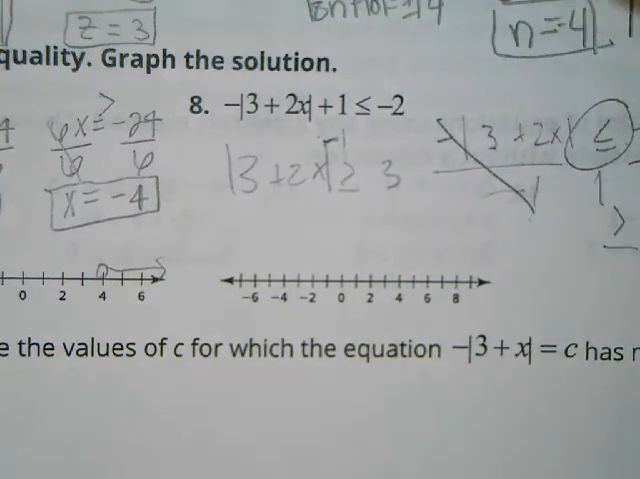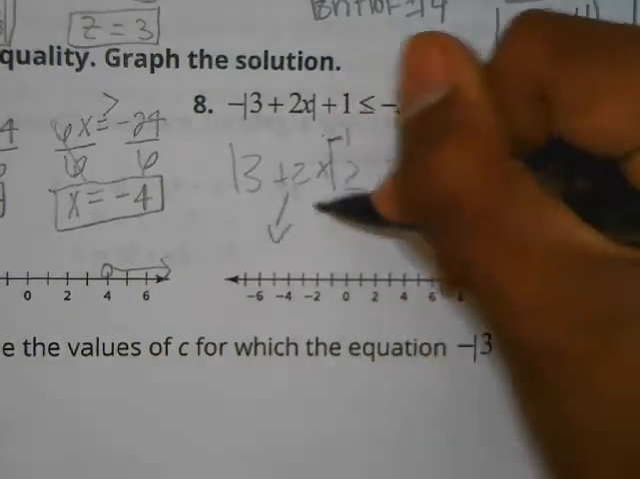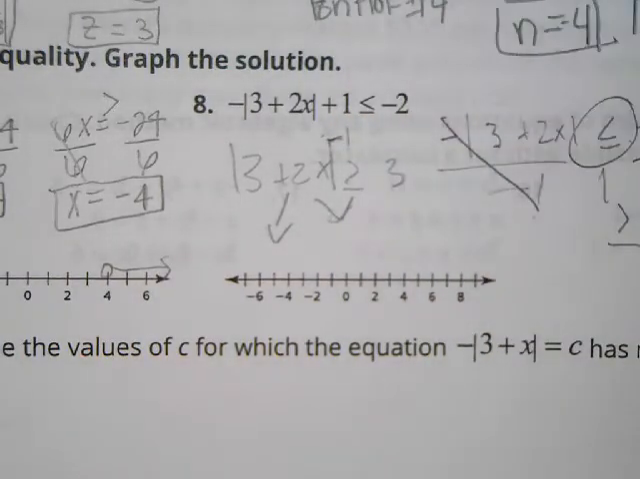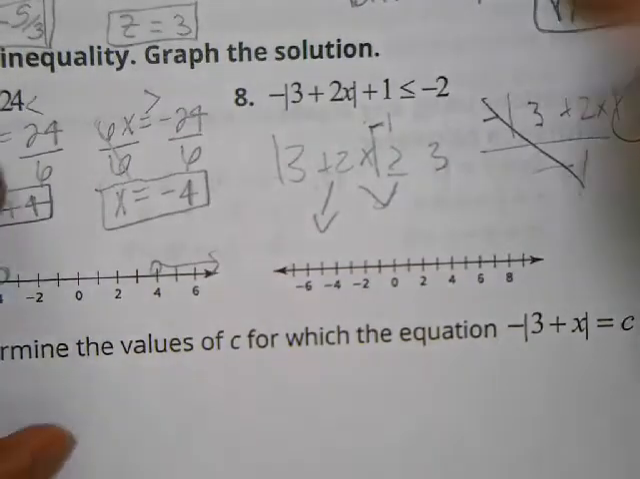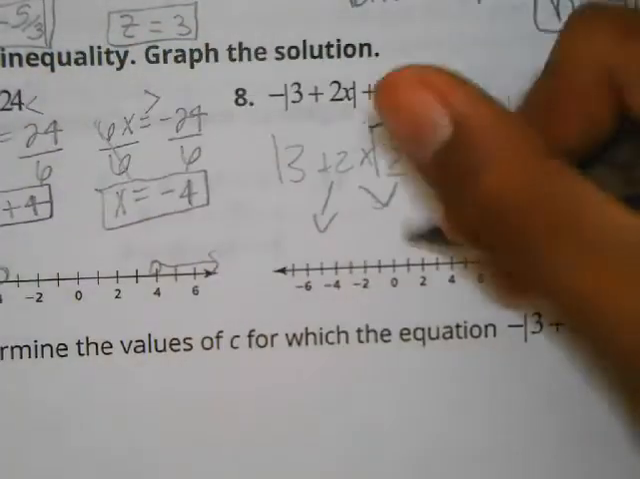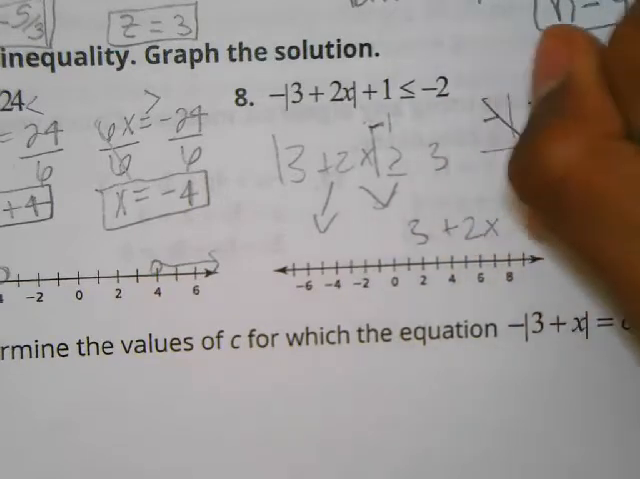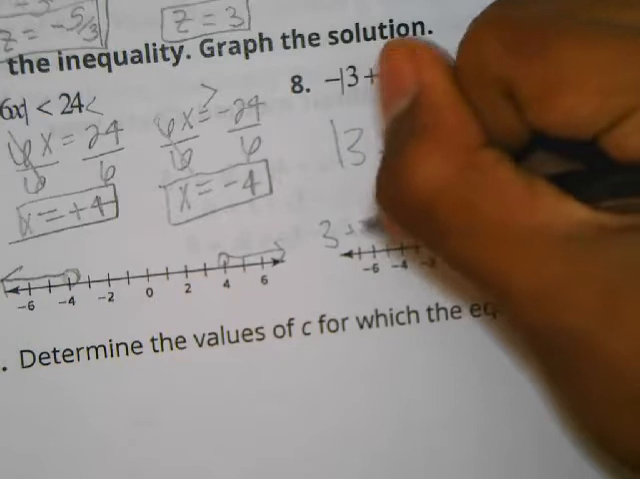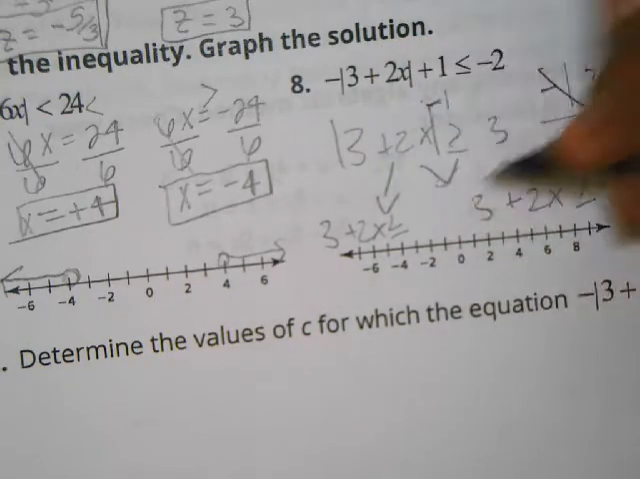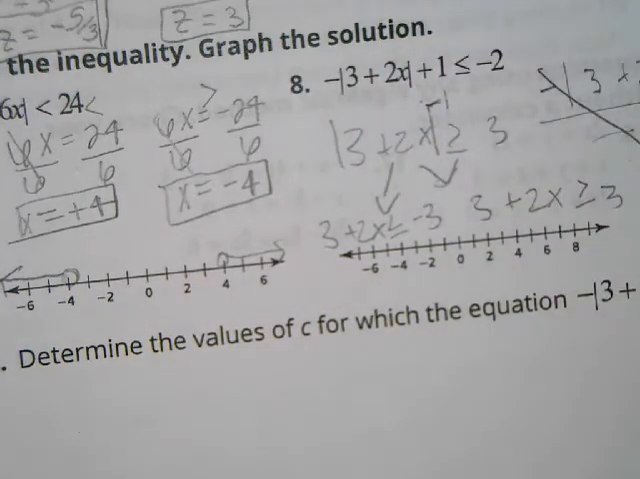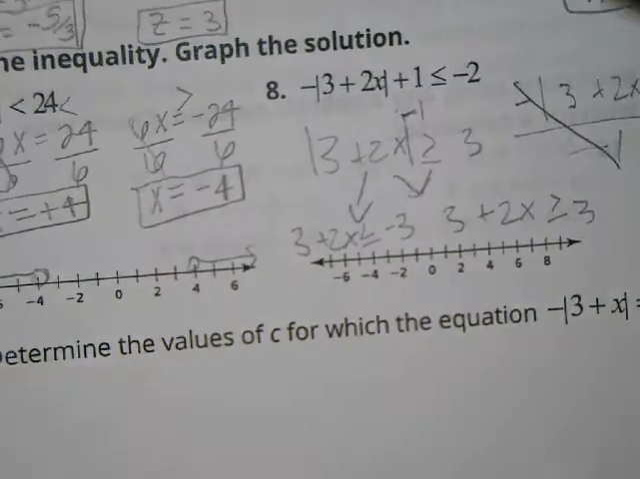And to get rid of the absolute value, we have two equations. So what's next is we have two equations, a negative and a positive. So it will be 3 plus 2x is greater than or equal to 3, and 3 plus 2x is less than or equal to negative 3. So now we solve for x.